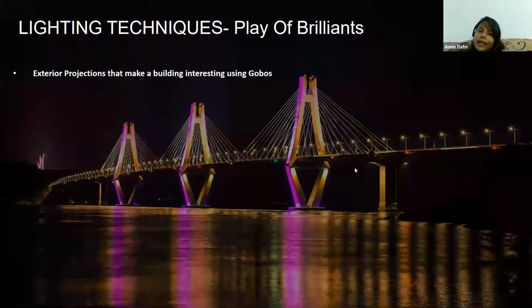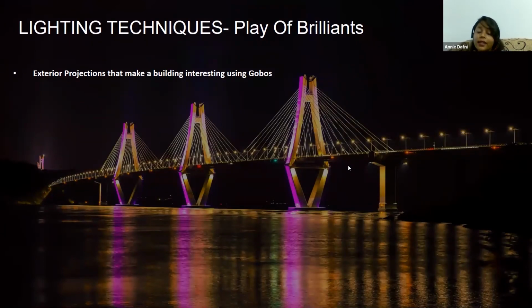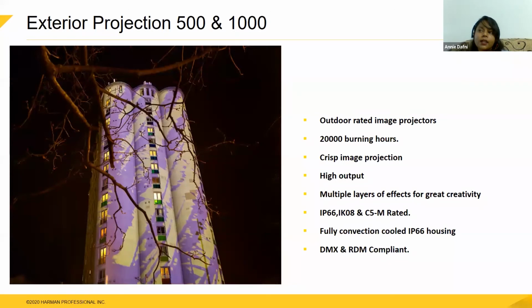Okay, so the last layer is a play of brilliance layer, and Martin's exterior projections can create very interesting gobo patterns and projections and animation effects on the building. And when it comes to exterior projection, I would say Martin is almost alone in the market. This fixture has the ability to turn any building into an interesting building.